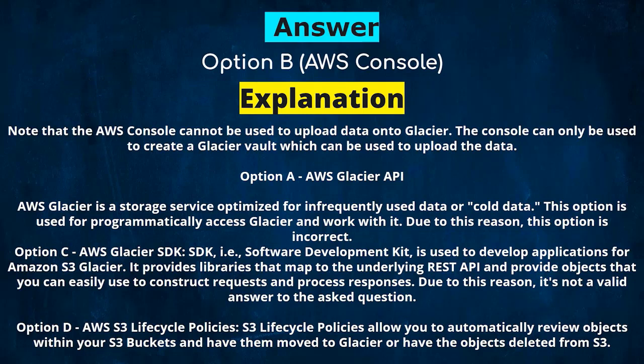Option C. AWS Glacier SDK. SDK, that is Software Development Kit, is used to develop applications for Amazon S3 Glacier. It provides libraries that map to the underlying REST API and provide objects that you can easily use to construct requests and process responses. Due to this reason, it's not a valid answer to the asked question. Option D. AWS S3 Lifecycle Policies. S3 Lifecycle Policies allow you to automatically review objects within your S3 buckets and have them moved to Glacier or have the objects deleted from S3.